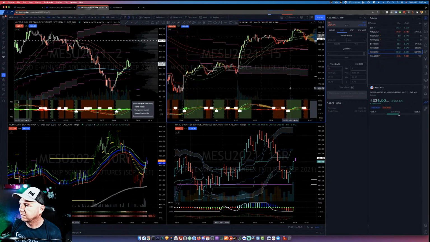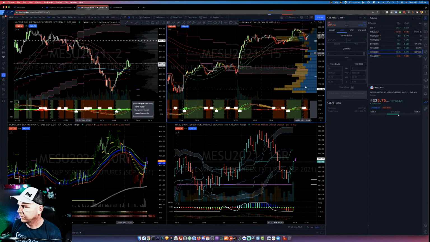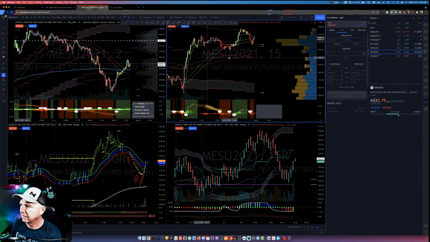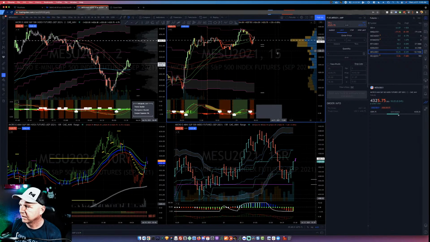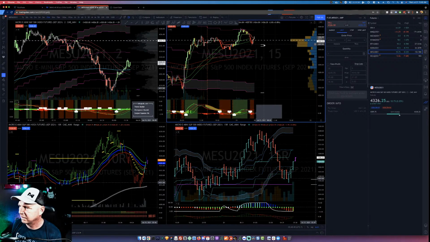Other than that, it bounced off the 15-minute Celts. Point of control is all the way down at 4231.25. So look for a fade to 4260, possibly. Yeah, that's setting up a head and shoulders. I've got a rising 200 at 4,300. So 4,300 is going to be a very important level today.